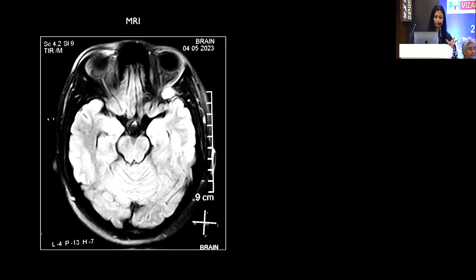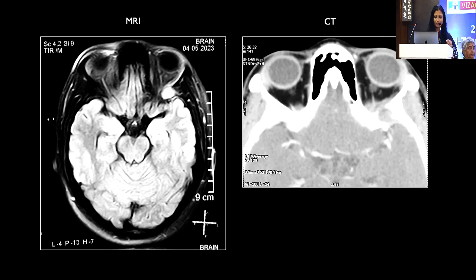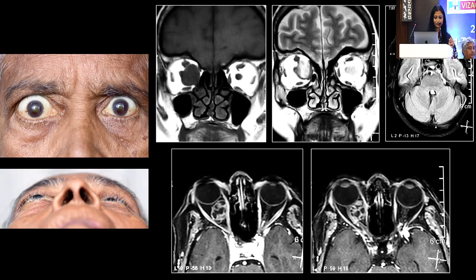Another similar case where we can see a hyperintense T1 weighted lesion in the left orbit near the greater wing of sphenoid. We cannot identify exactly where in the greater wing of the sphenoid it is, but here on a CT scan we can see that the sphenoid bone is eroded in that focal area, and this was a biopsy proven case of Langerhans cell histiocytosis.